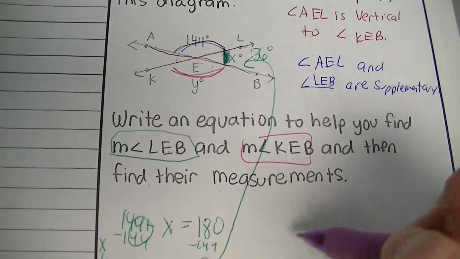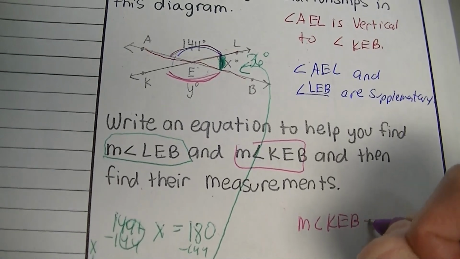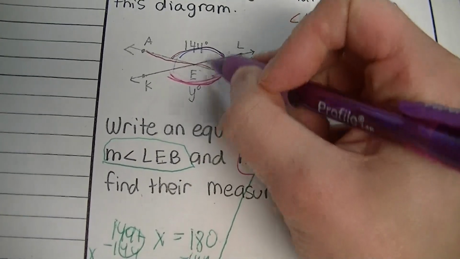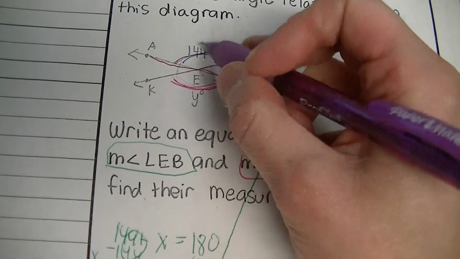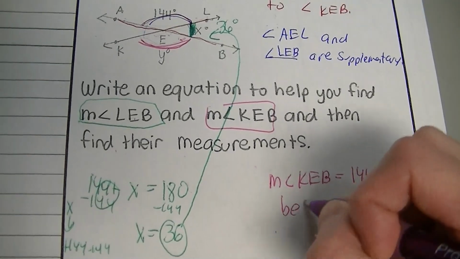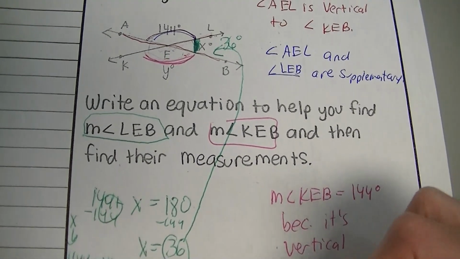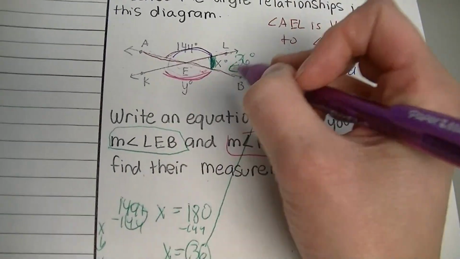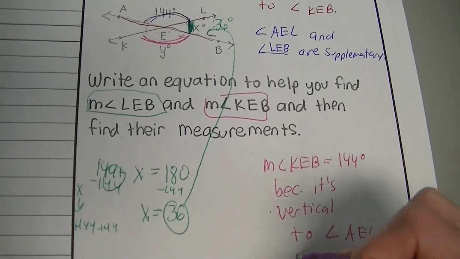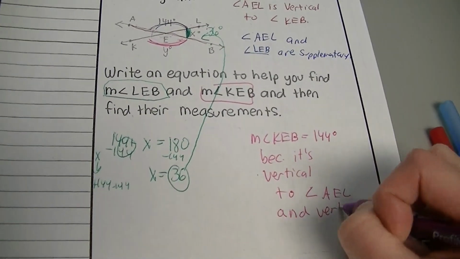Well, I don't really have an equation for that because the measurement of angle KEB is equal to 144 degrees. And the reason I know that is because it's a vertical relationship to this given angle of 144 degrees. It's vertical to angle. Which angle? AEL. And you should know that vertical angles are congruent, always.